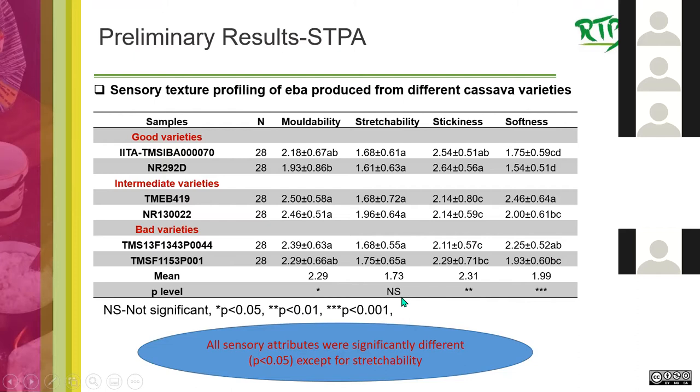So it's important information that we have good, intermediate, and bad varieties based on the chemical properties, which we analyze under the next gen. That is why we can classify good, intermediate, bad, those that are good for Gari. We can see that there's no difference in stretchability, but the main difference is the thickness and the softness.